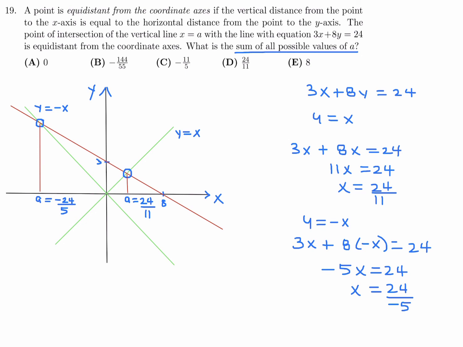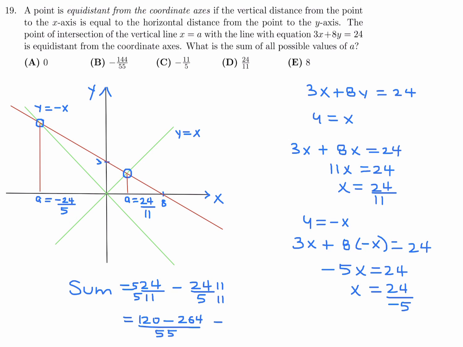They want you to find the sum of the possible values of a. All right, well, that sum will be 24 over 11 minus 24 over 5. And let's get a common denominator. So that is 120 minus 264 over 55. And that is minus 144 over 55. And that's it. So number 19, the answer is B.